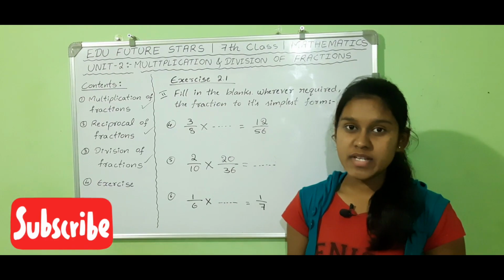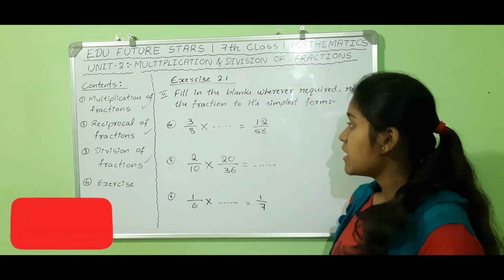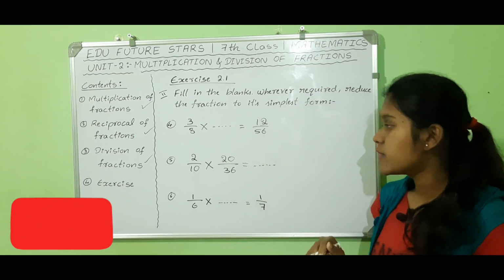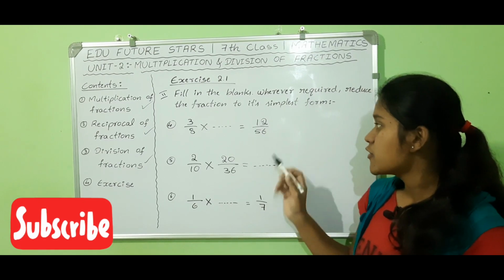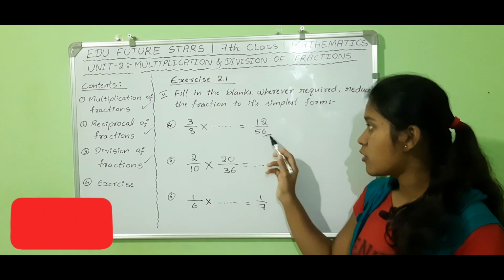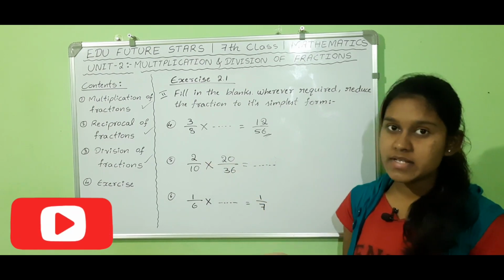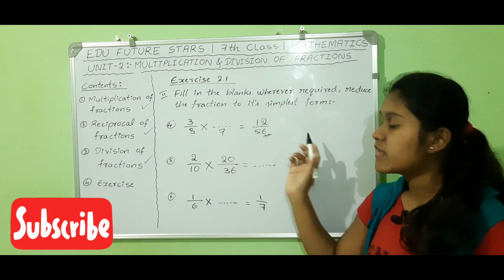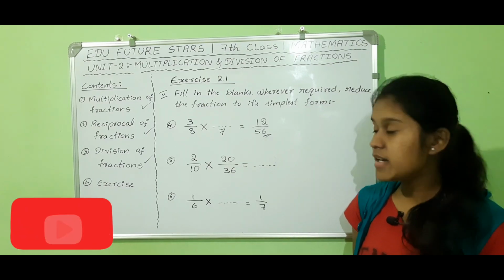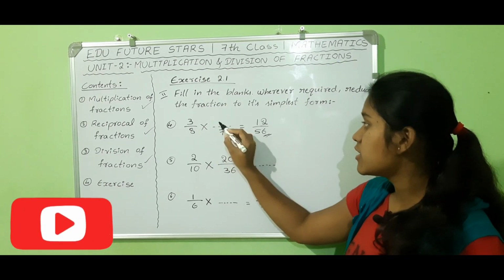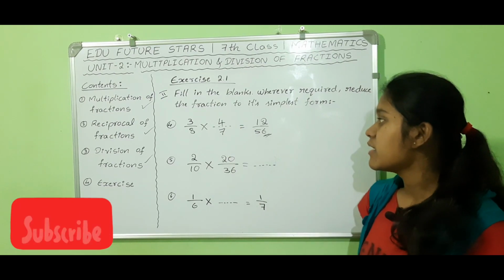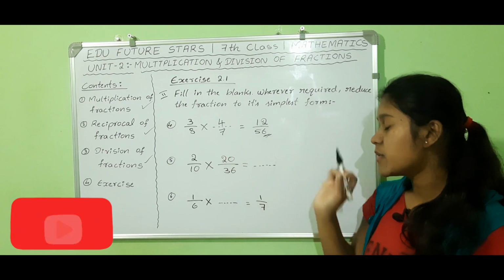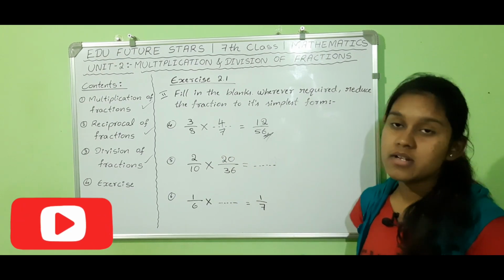Yes. Now see the fourth question. 3 by 8 is multiplied with some number, and we get 12 by 56 as the result, right? So how will we get 56 in the denominator? 8 times how much is 56? 8 sevens are 56, right? So 3 times how much is 12? 3 fours are 12, correct? Yes, we are getting 3 fours are 12 and 8 sevens are 56. So this is our final result.